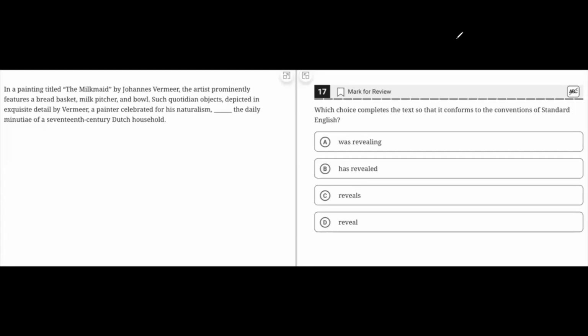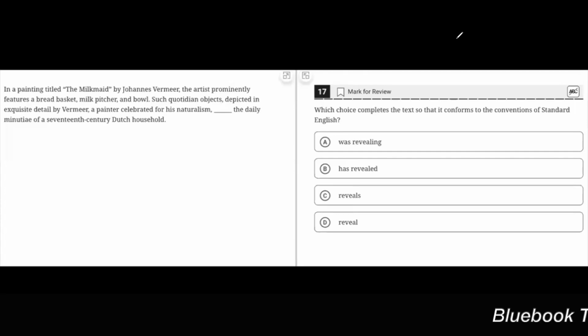I've often heard that time management for the second module of the reading section on the digital SAT is tough. If you're not mindful of your pacing, you can easily run out of time. Fortunately, there are some questions you can answer in less than 10 seconds, and I'm going to show you an example of one. I found this question in Bluebook Test 5, Module 2 Hard, and I'm going to go ahead and read it now.